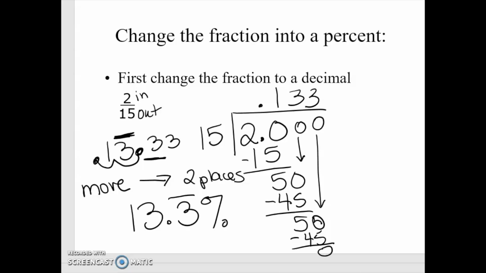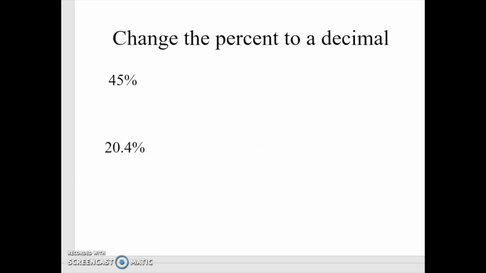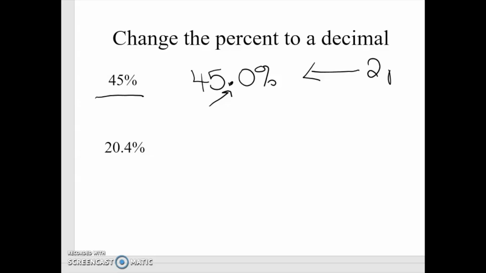Okay, we are also going to look at how to go from percent to decimal. Now, 45% is the same thing as 45.0%. So even though we don't see the decimal there, it's right after that 5. And to turn it back into a decimal, we are going to move the decimal 2 places to the left, the opposite direction. So our decimal goes 1, 2, and we end up with 0.45.